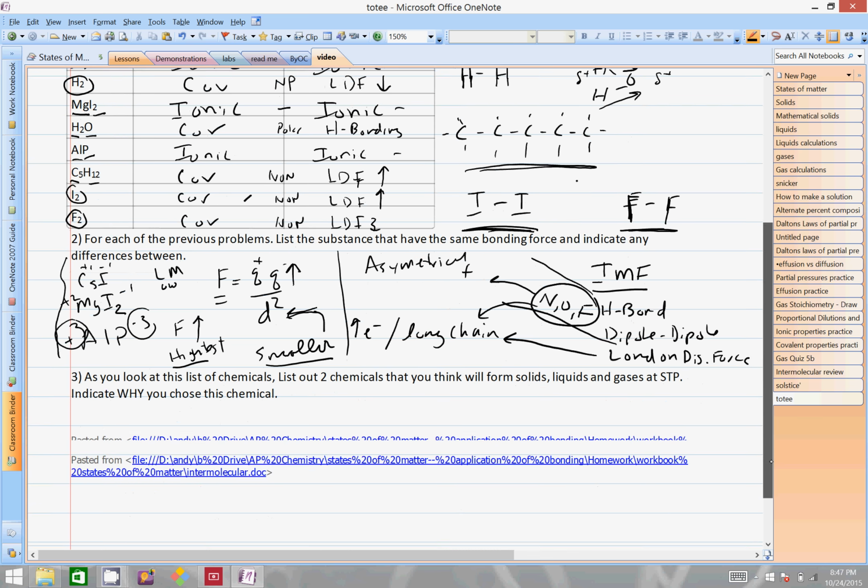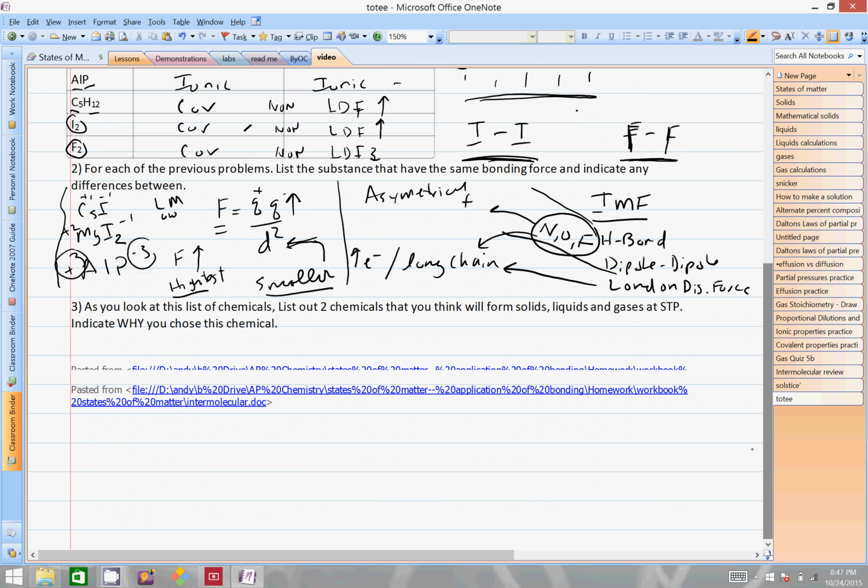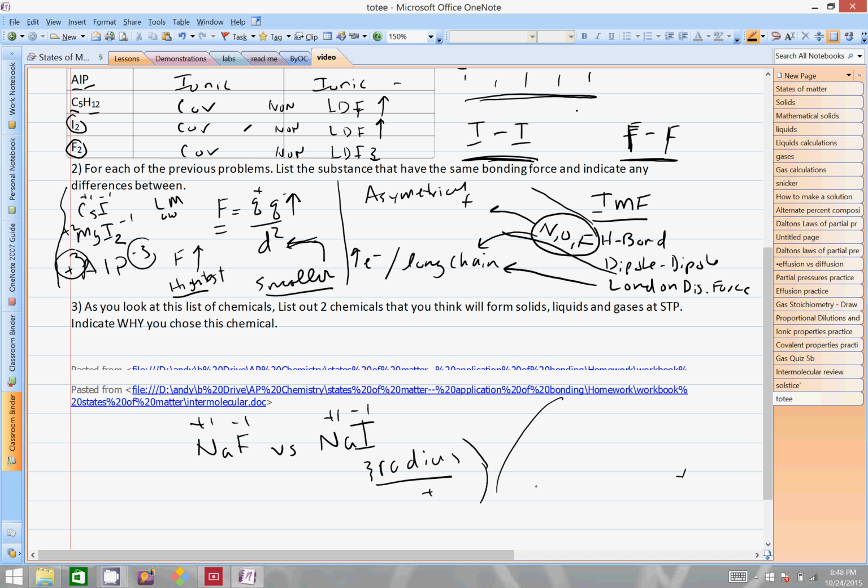An example of this might be, let's say, NaF versus NaI. Plus 1, minus 1, plus 1, minus 1. This one has a much larger radius. Therefore, it gets the atoms farther and farther away from each other, the nuclei farther and farther away from each other. So the melting point of this one will drop somewhat, but not a lot, as opposed to this one. This one will be slightly bigger than this one.